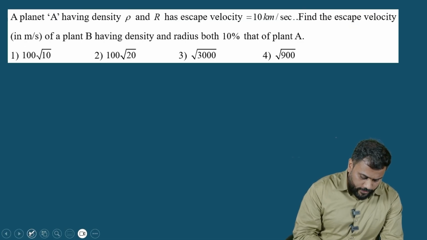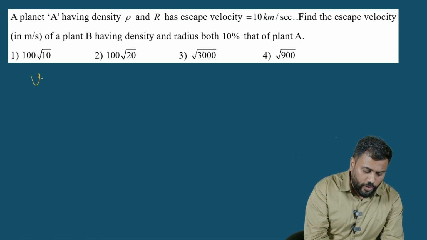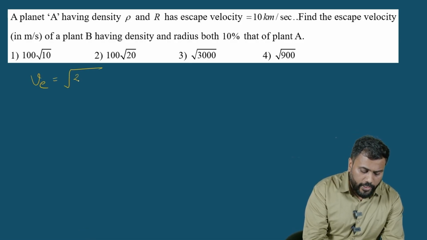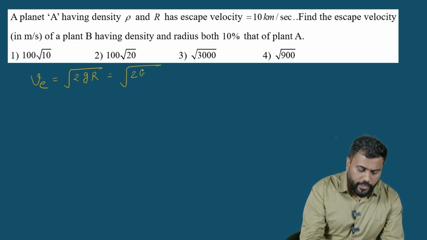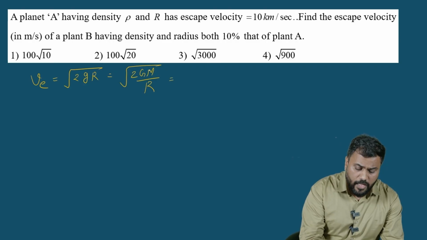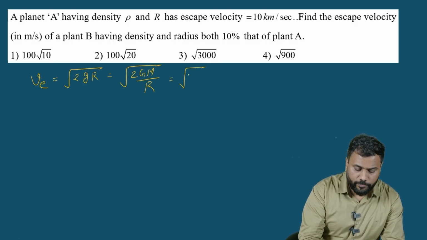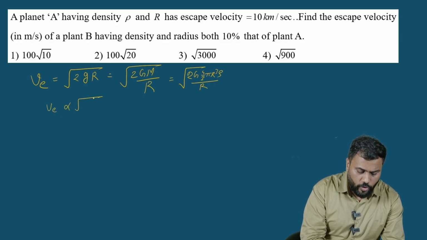Here we need to find out the relation of escape velocity with density and radius. Escape velocity, as you may know, is given by root of 2gR. The value of g you can convert into GM by R square. One R in the numerator will get cancelled. The mass of the planet you can write as density into volume, so 4 by 3 pi R cube into density by R. So you can see this expression is proportional to root of R square into rho.